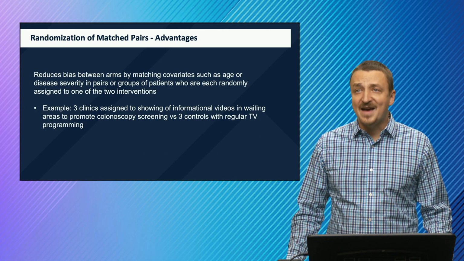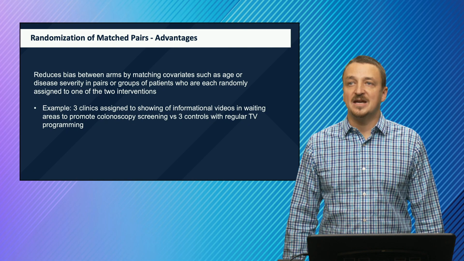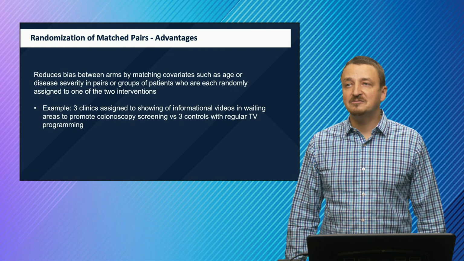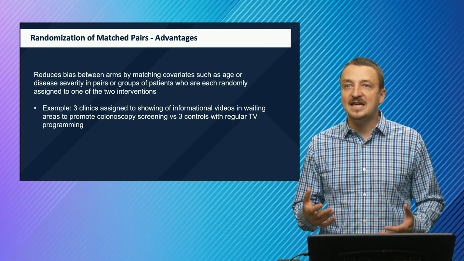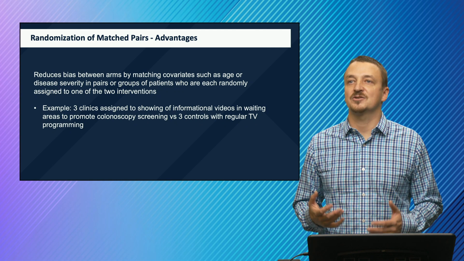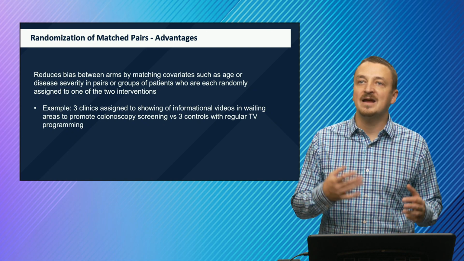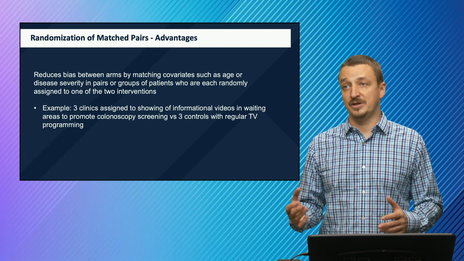What are the advantages of such a matched pair design? It really reduces the bias between the arms by matching covariates such as age or disease severity in pairs or groups of patients who are each randomly assigned to one of the two interventions.